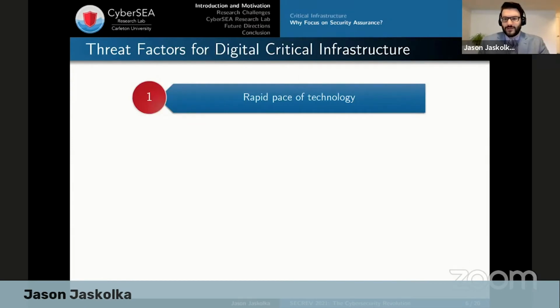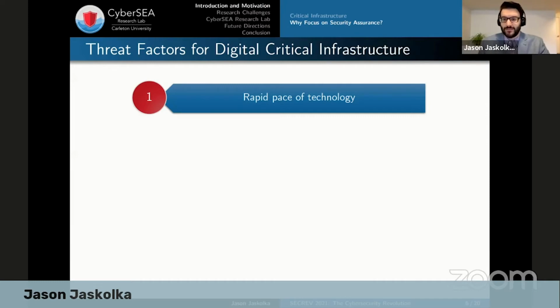So when we consider why we need to be focusing on security assurance for these new modern digital critical infrastructures, we have to consider the different threat factors that are in place that are contributing to the challenges of securing such infrastructure. So the first is that there's a rapid pace of technology. It means that these systems are rapidly changing. They are becoming more modern, more digital.